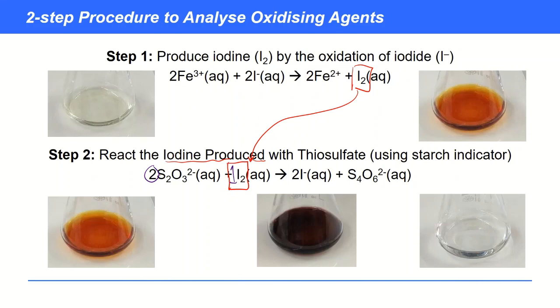And so if we know how much thio we've used, we know how much iodine, and that means we know how much iodine reacted here. And if we know the number of moles of iodine reacting here, we can work back to the number of moles of Fe3+. And once we've got the number of moles, we can calculate anything we like.